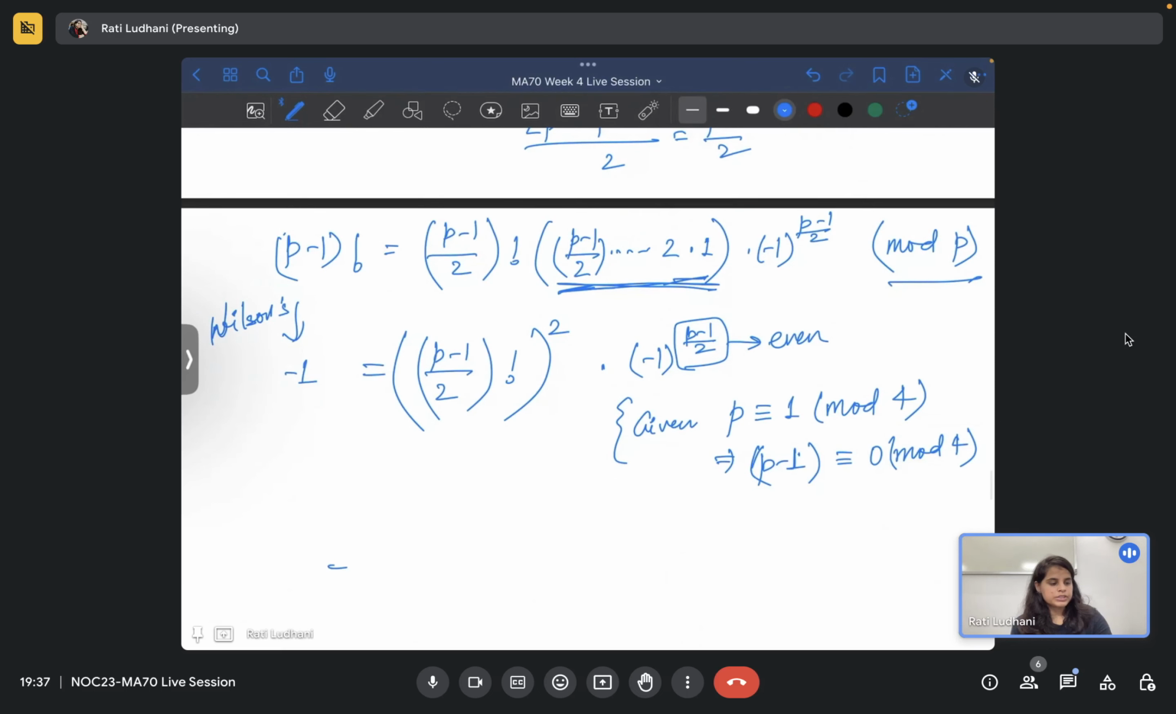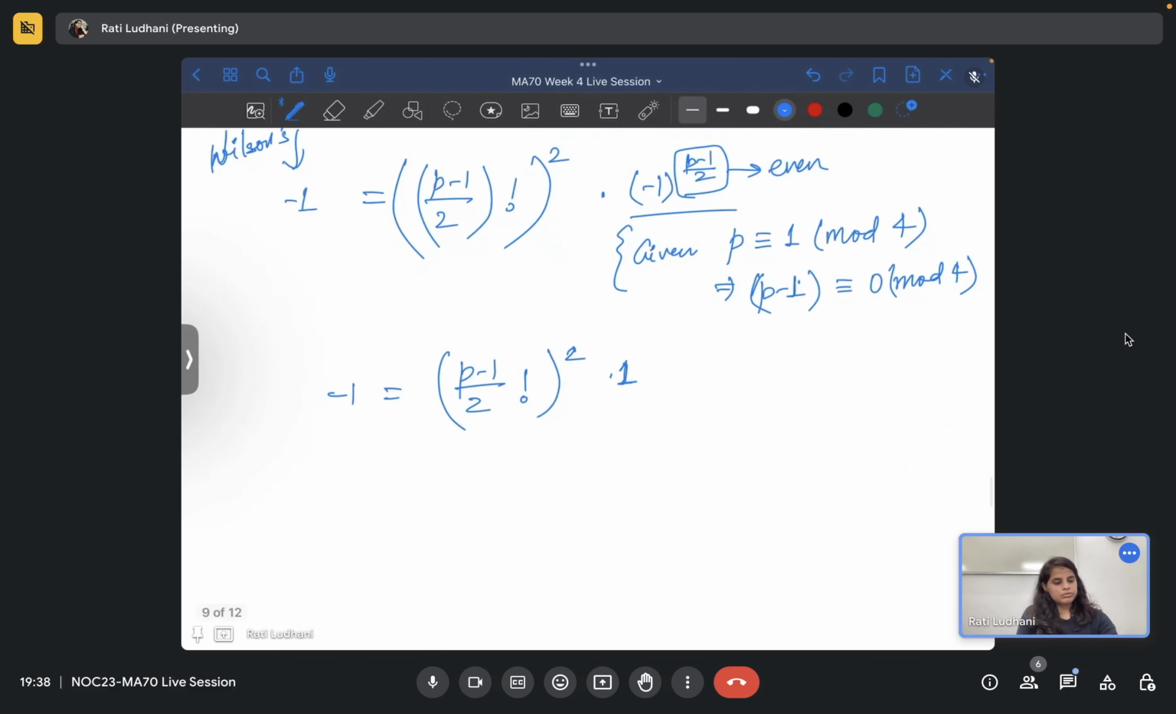So you will get −1 is equal to ((p−1)/2)! squared, and from this part you will just get 1. And that's why it is not true for 3 mod 4. When you do 3 mod 4, you will not get an even power, so it will be just −1, and the minus 1 will get cancelled, so you will not really have any element. This is not the explanation for that, but this will not work at least for 3 mod 4. So this will be equal to ((p−1)/2)! squared, and that's what we need.